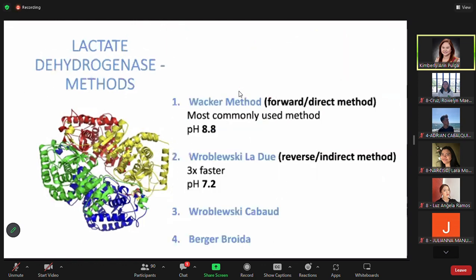Next, the methods here: you have your Wacker or forward or direct method, and you have your Wroblewski-Ledoux, which is your reverse or indirect. Between the four, the most commonly used is the Wacker method. Why? Because it produces a positive rate and it is not affected by product inhibition. The pH is 8.8. For Wroblewski-Ledoux, 7.2. This is actually 3 times faster, but the Wacker method is still better. We also have your Wroblewski-Cabot and your Berger-Broida.